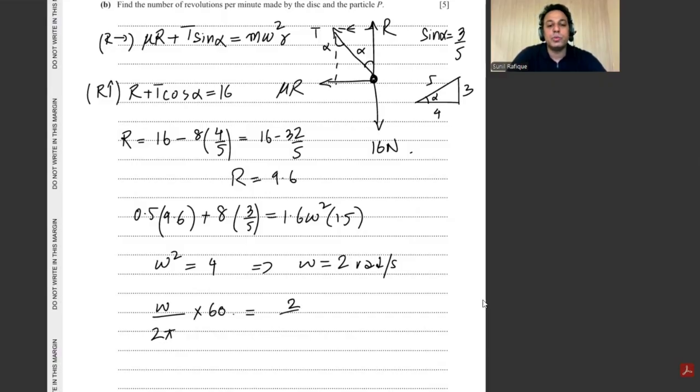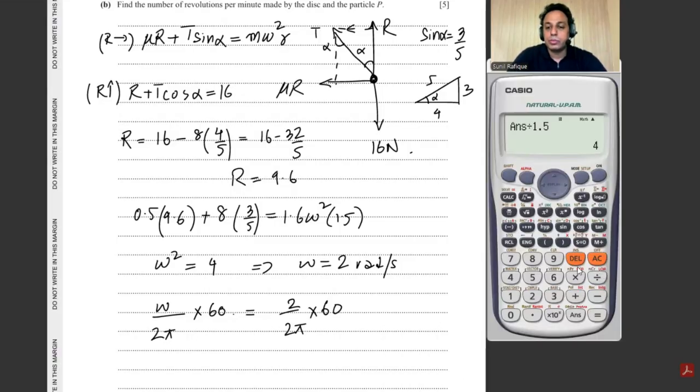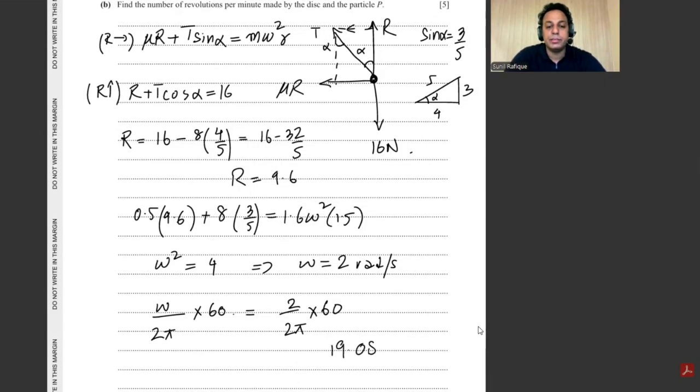So this is going to be 2 over 2 pi times 60. And I'm going to use my calculator. So that's just 1 over pi times 60, and 19.086, or approximately I can say 19.1 revolutions per minute. All right, that's it for this question.